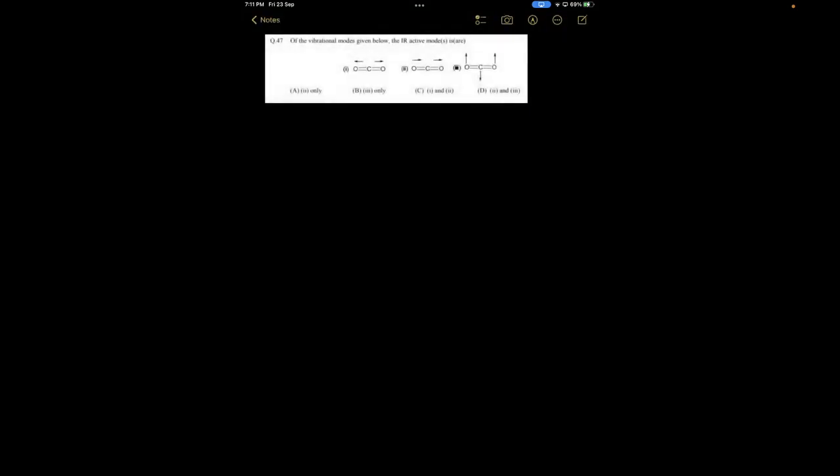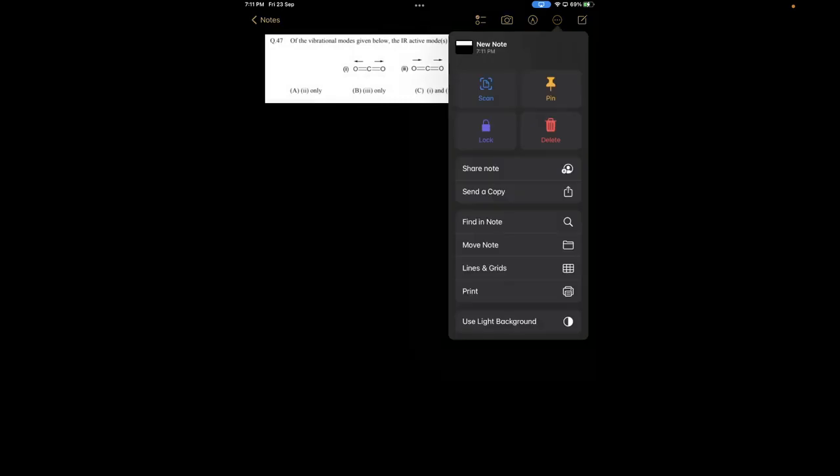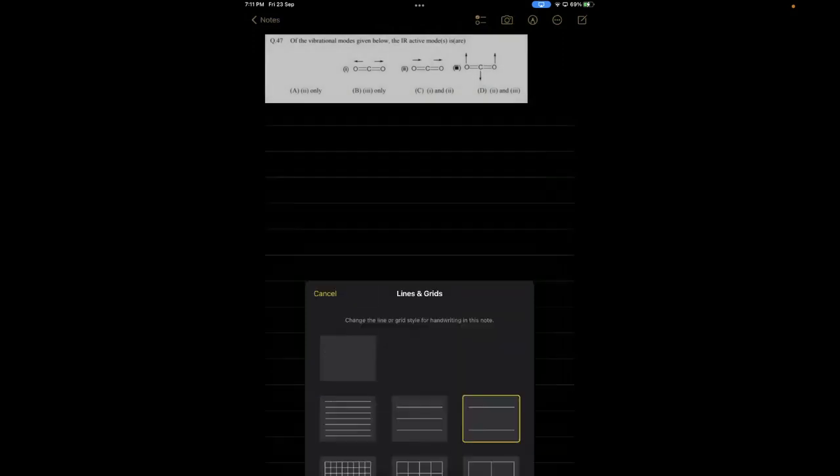So the next question is question number 47 from the same 2016 paper, and this is a question about the IR activity of different vibrational modes. The question says: of the following vibrational modes given below, the IR active mode is or are. These are the three vibrational normal modes of the CO2 molecule.